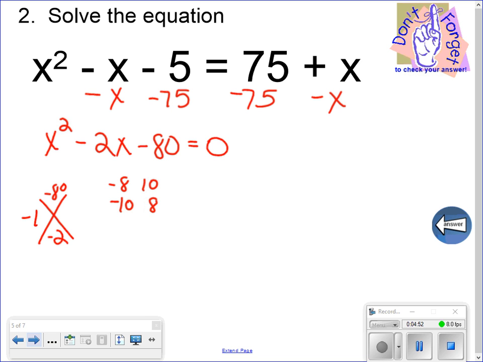That would be negative 10 and 8. So we see the two factors that multiply to give me negative 80 and add to give me negative 2 are negative 10 and 8. Again, if you need to, list out all those factors of 80.